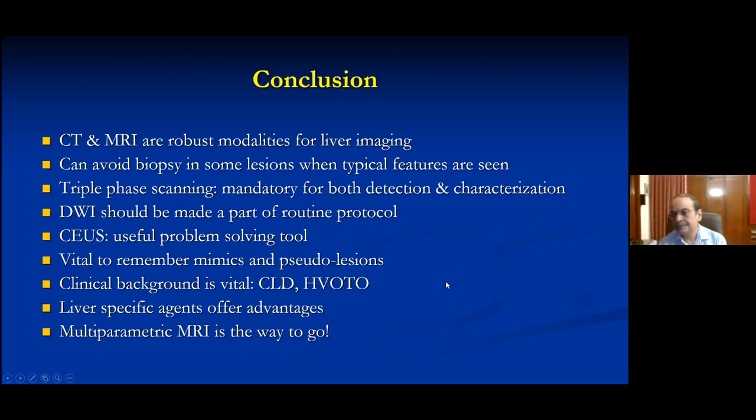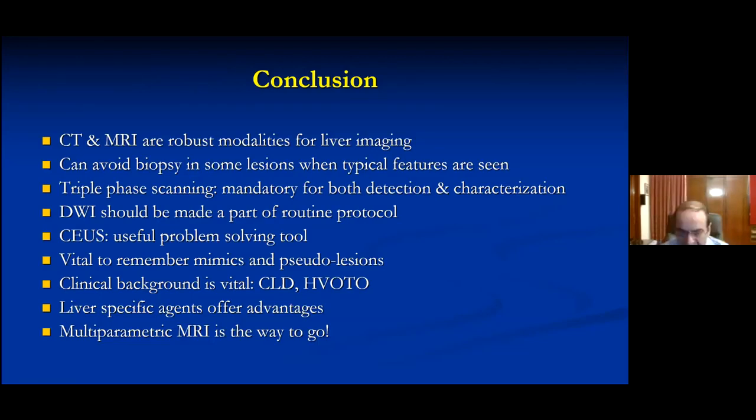Thank you. I'll come to quick questions about differentiation between common entities. Dr. Mohammad Rahman Habib from Bangladesh wants to know, how will you differentiate multifocal HCC from macronodular cirrhosis?